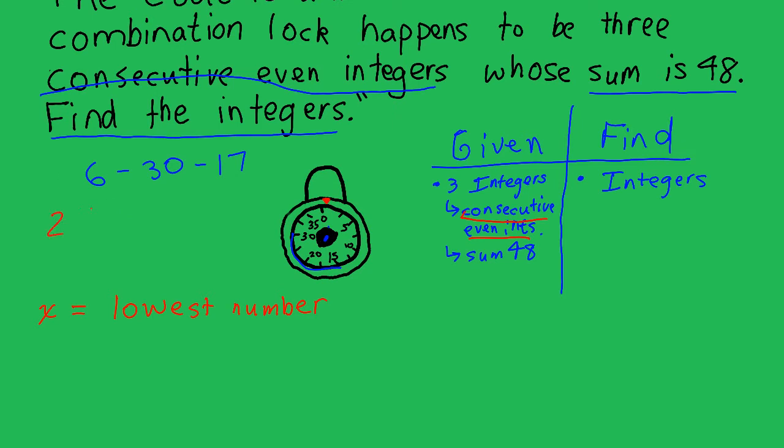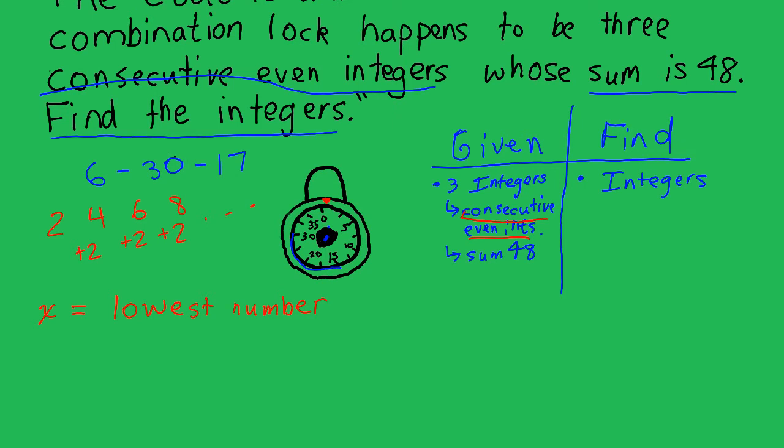So for example, we have 2, then 4. 4 is 2 more than 2, and then 6 is 2 more than 4, and then 8 is 2 more, and so on and so on. That's how consecutive even integers work. Each one is going to be 2 more than the previous.